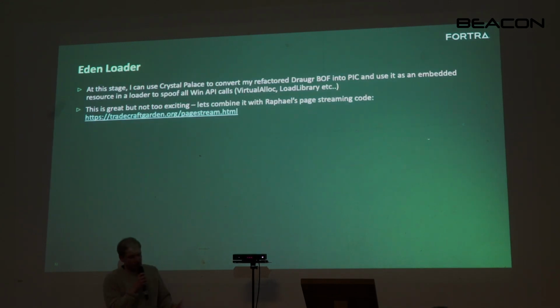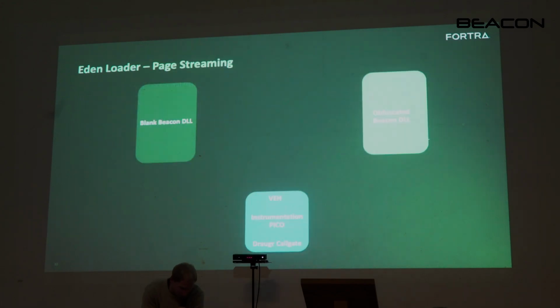So at that stage, I could convert this BOF to a Pico using a loader, and I could convert it to PIC. And it's like an embedded resource, which is pretty easy, good stuff. But that's quite boring in itself. Let's do something interesting. So Raphael had a page stream example that wasn't really optimized for anything. So let's build a loader with call stack spoofing with that.